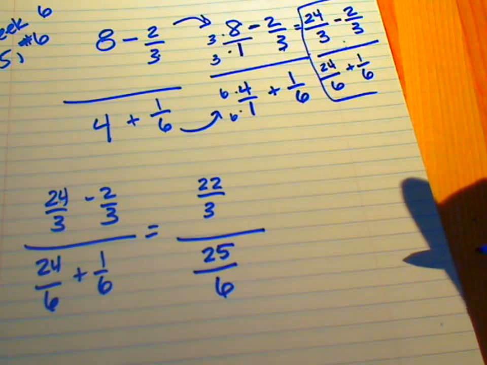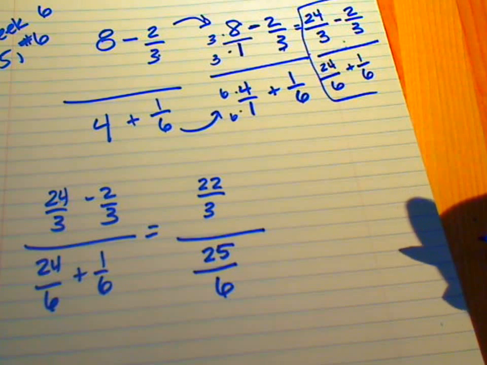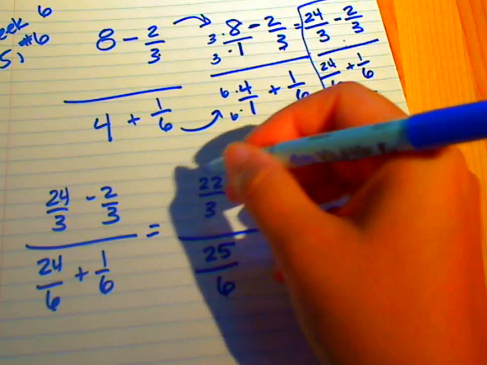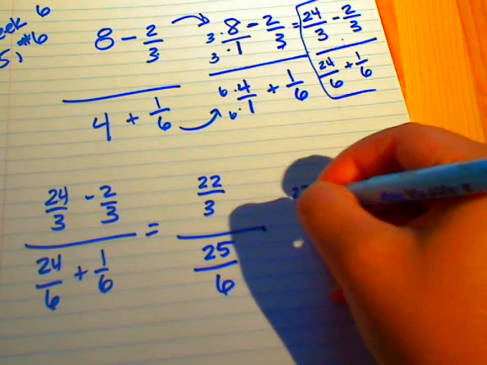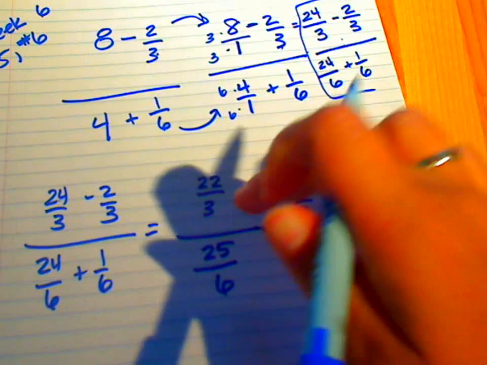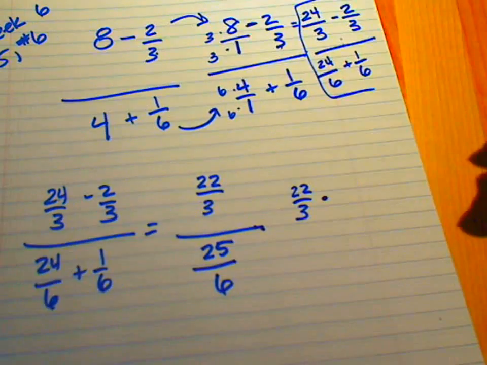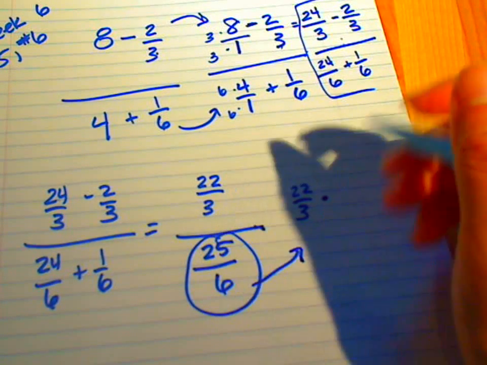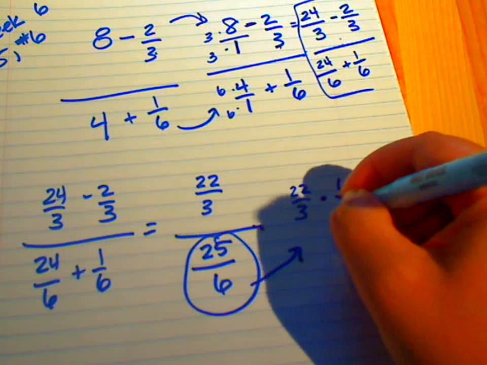Now to be able to take care of this, we're going to do the exact same thing I did for number 4. I want to change this division sign to a multiplying. So I'm going to leave the first, 22 over 3, change this to a multiplying. I don't want to do fraction divided by fraction, too much. So what we do to this fraction though is that we flip it. I'm going to do 6 over 25.